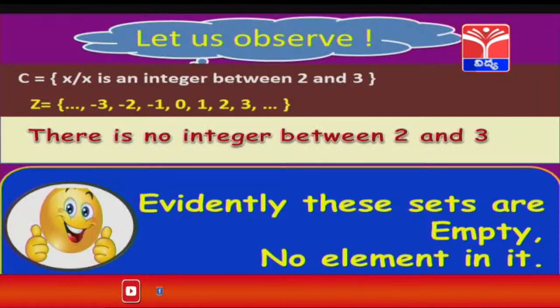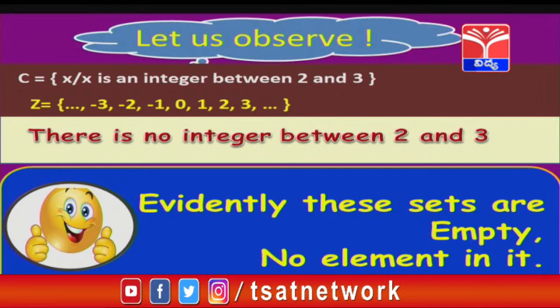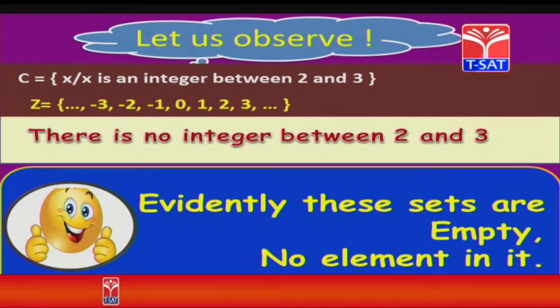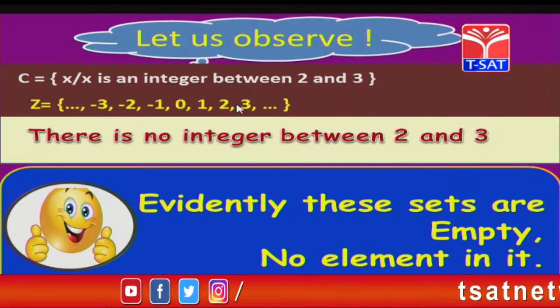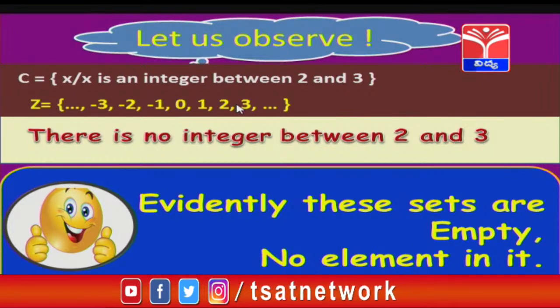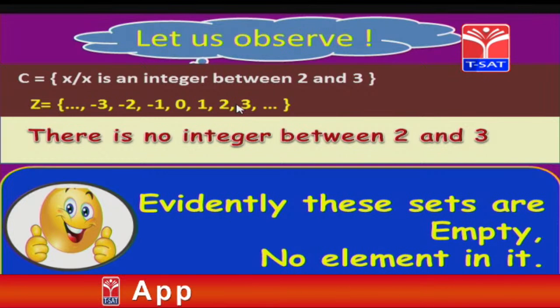Now, let us observe one more. C is a set, C is equal to x such that x is an integer between 2 and 3. You know integers are denoted by Z, either positive, negative and 0. You see, in between 2 and 3, is there any other integer? No, there is no integer between 2 and 3. Here you observe 3 sets. What do you observe? Evidently these sets are empty, that means no element in it.